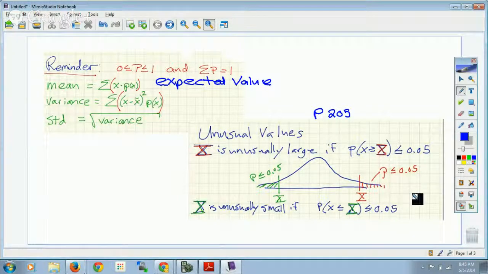If that's the case, then the particular number we're talking about that marks that boundary, that's like a percentile. So here we're talking about the 5th percentile, here we're talking about the 95th percentile. Those numbers mark what it means to be unusually large or unusually small. All right, other things. That's general for any kind of probability distribution.